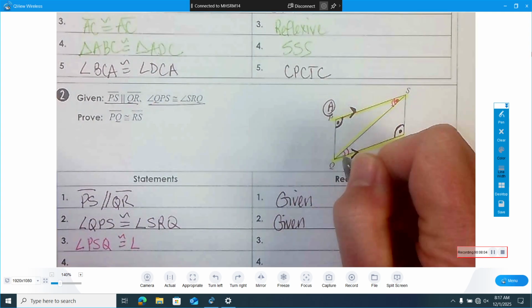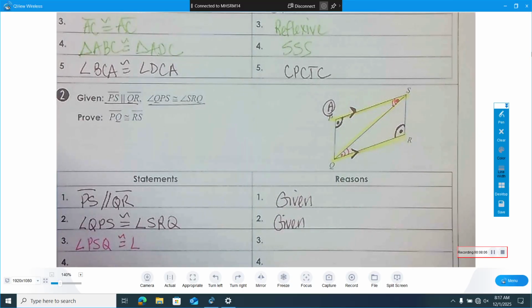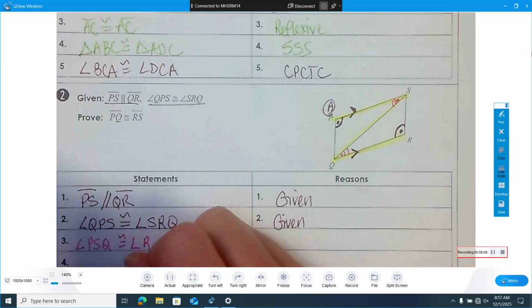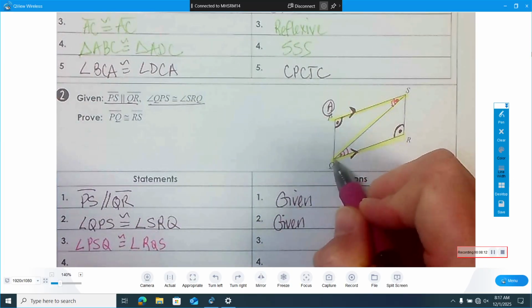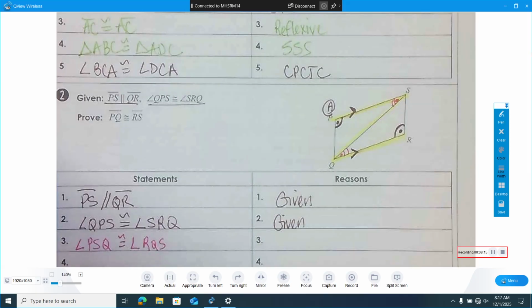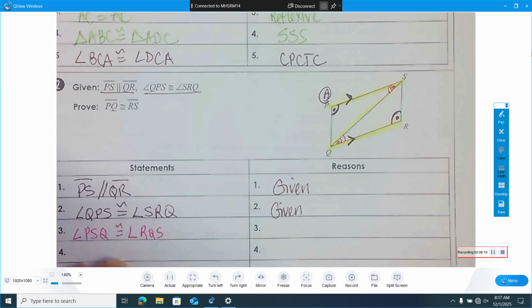How do we name this other angle at the bottom? RQS. Angle RQS. Very good. Again, the vertex of the angle is at Q. Q must be in the middle. All right. Really important that you get those named right. If they're named wrong, your proof is completely invalid. Okay. So, got to be careful.